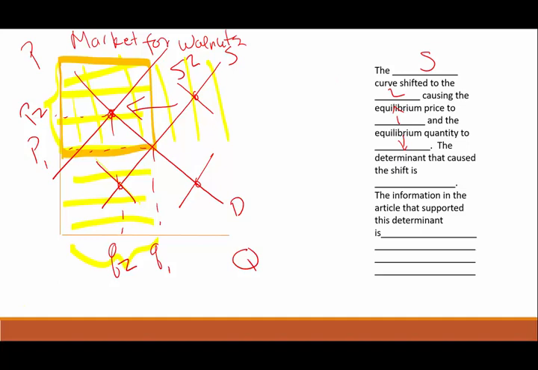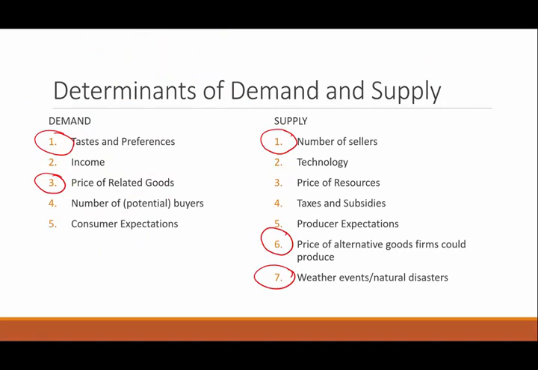When you do your paper, this all needs to be typed out, and no abbreviations, please. The determinant that caused the shift is, well, we know it's not going to be a demand determinant because we shifted the supply curve. So we have 3 choices here. And remember, we're only going to use 7 if 1 or 6 don't apply. So what we want to know is if the article supports an actual decrease in the number of sellers, or the sellers producing alternative goods.